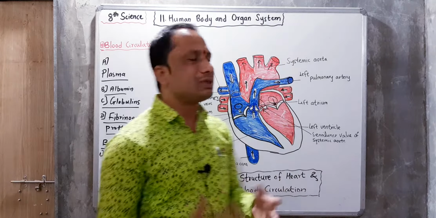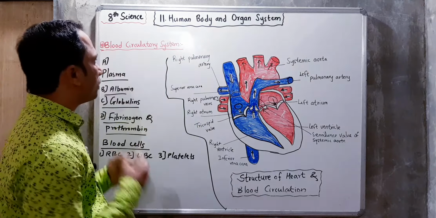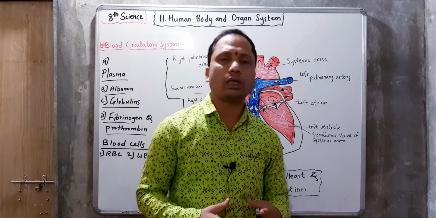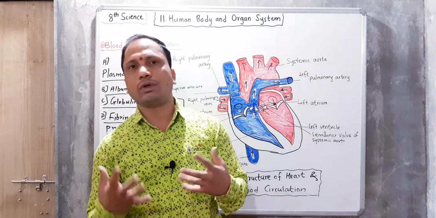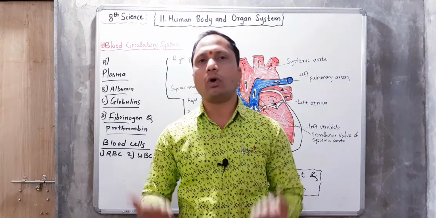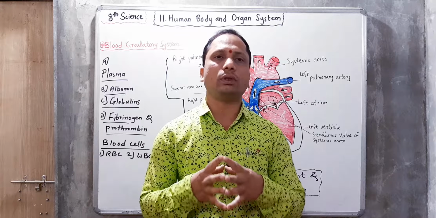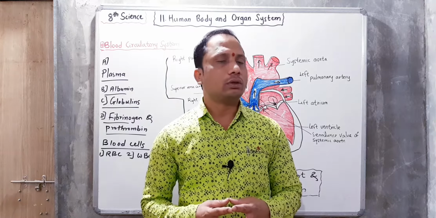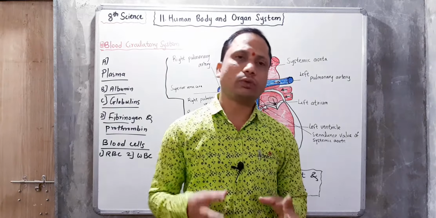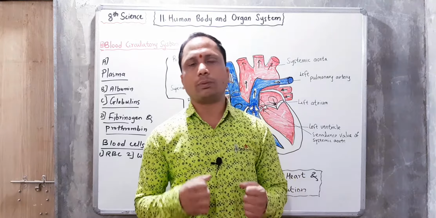These are all the functions, you should read them once properly so that you understand what exactly the functions carried out by these different organs present in the blood circulatory system. Okay, so blood circulation, you know that this is like a pumping of the heart.